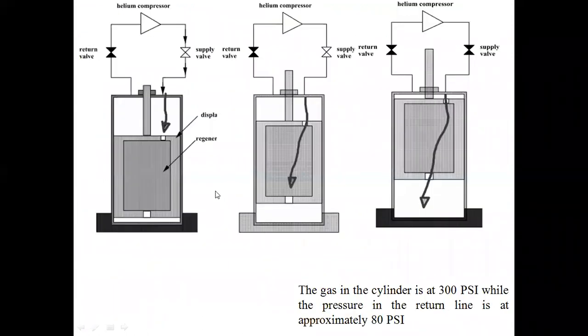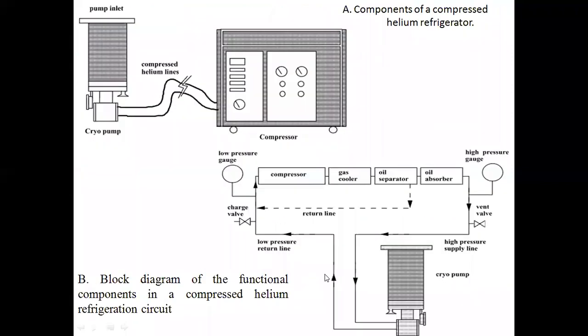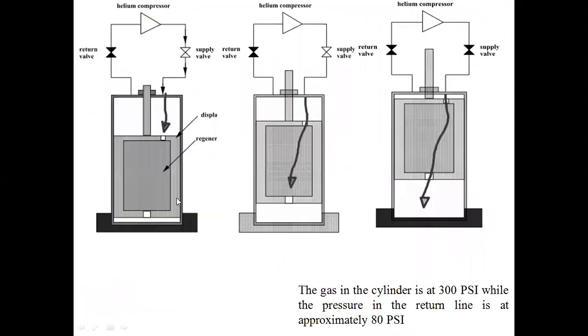Now you can see it here. The gas in the cylinder is at 300 psi, while the pressure in the return line is at 80 psi. That means the gas moving in this main line will be under 300 psi, whereas in the return line it will be maintained at only 80 psi.